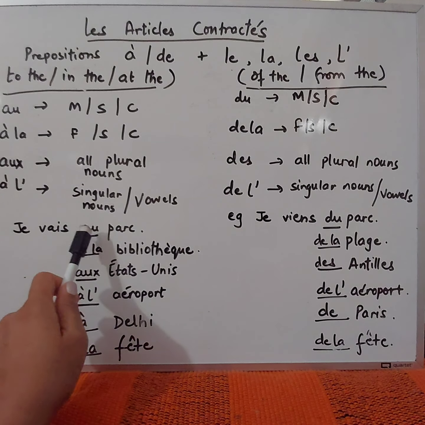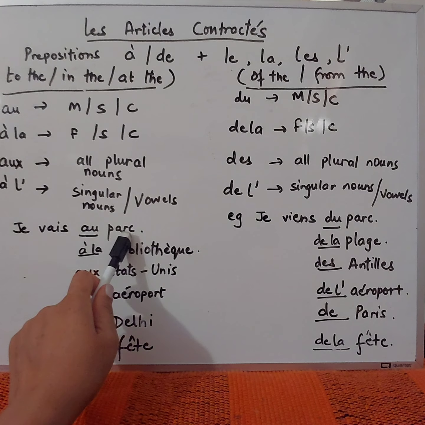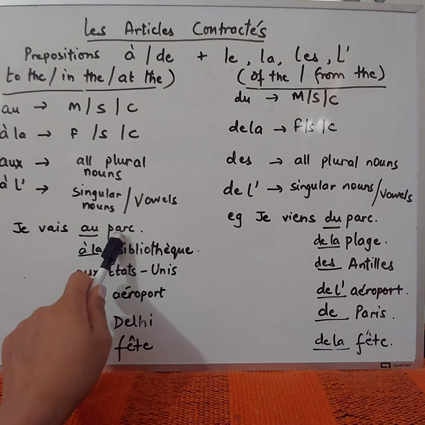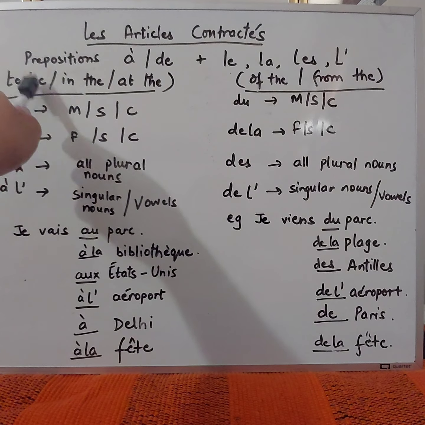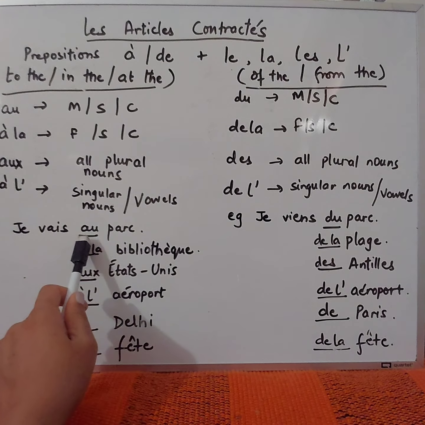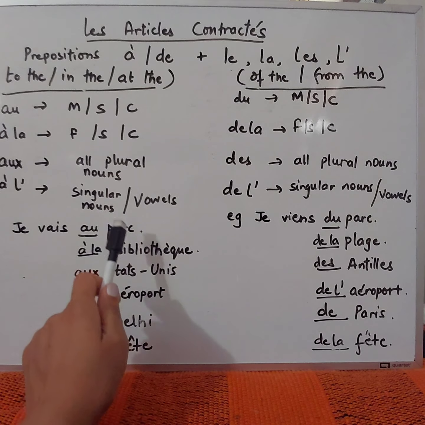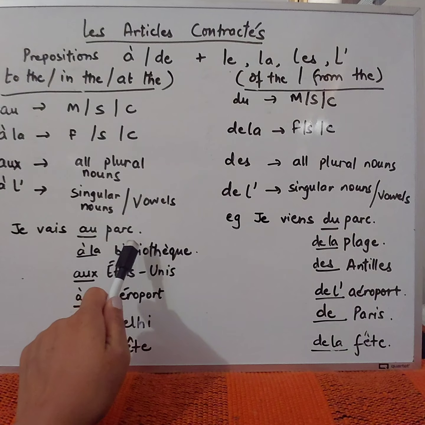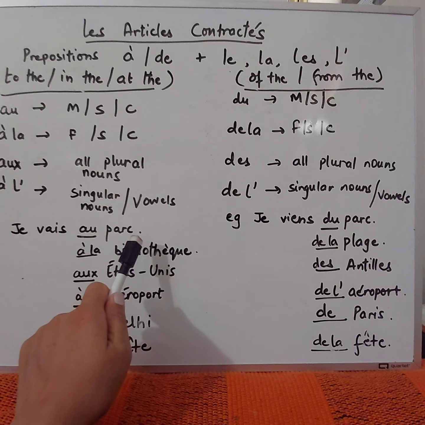So I go to the park, right? So we have to write to the. And since park is a masculine singular noun, what do we write for to the for a masculine singular noun? We write au. So we write au here. It becomes je vais au parc. Je vais au parc. That means I go to the park or I'm going to the park.